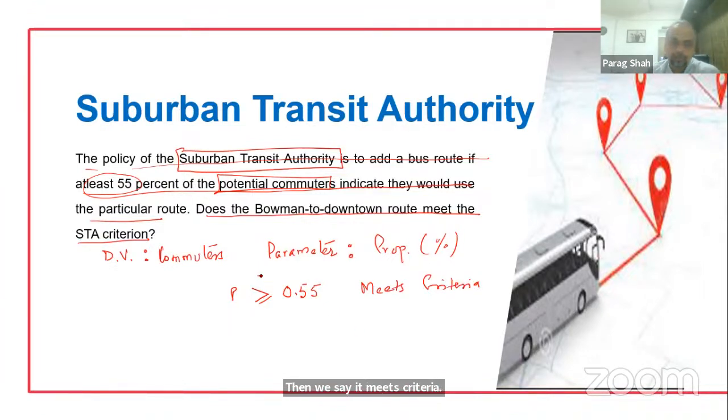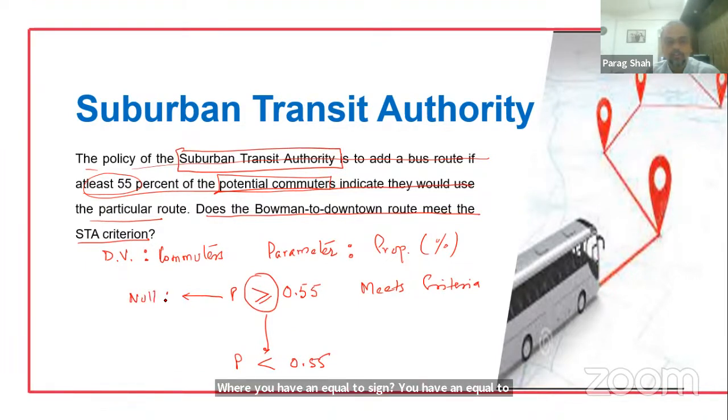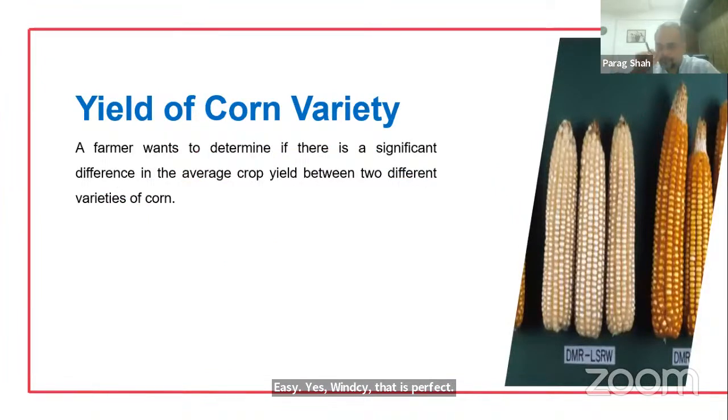What will be complementary to this? This is greater than or equal to. What will be complementary to this? Less than. Where you have an equal to sign, we have an equal to sign over here. So this becomes null. This becomes alternate. Easy? Yes, Vinci, Satish, perfect. Any doubt? Sure. Next.